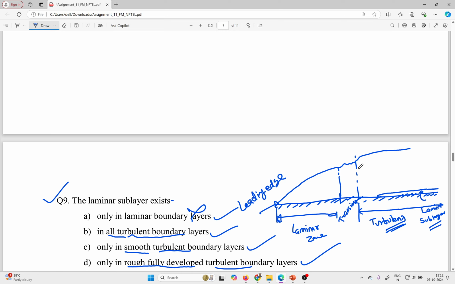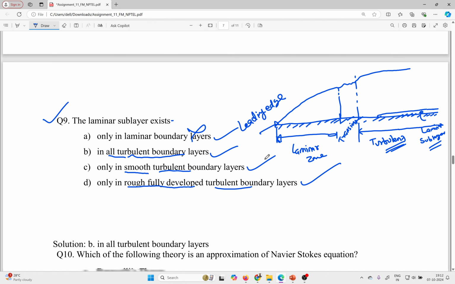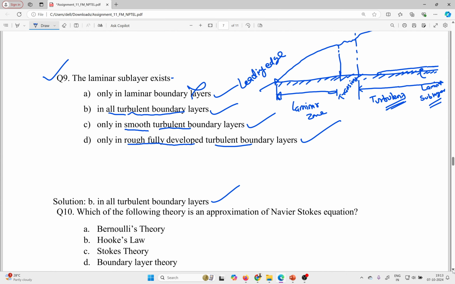So if you see the diagram, you can very easily give the answer of this question. So in all kinds of turbulent boundary layer, in all turbulent cases, your boundary layer will be formed, whether it is rough or smooth. This is the whole idea. Now we'll move on to the next question.